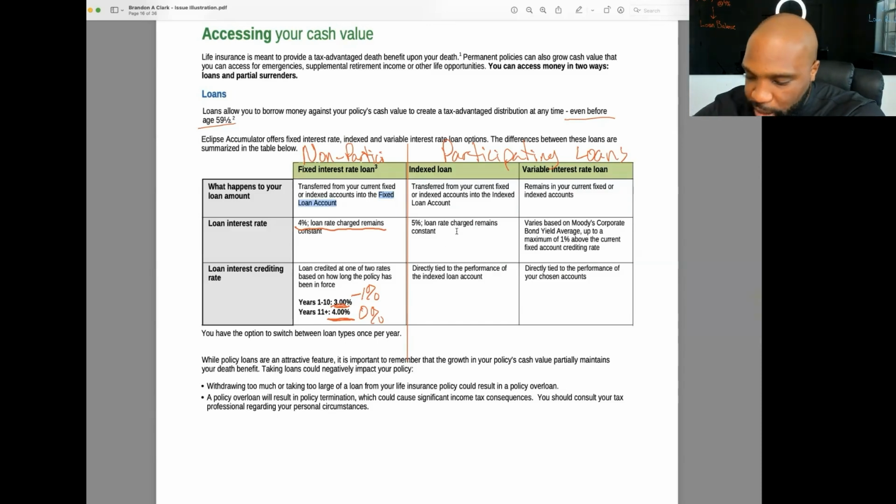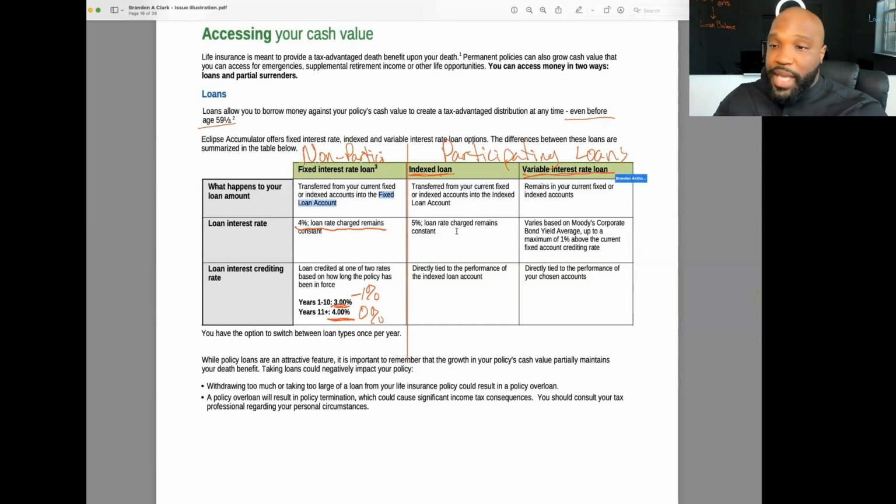So with a participating loan, it'll either be broken down to indexed or variable. This company just happens to have both. Some companies just have fixed or index. Other companies just have fixed or variable. This particular company just happens to have three. Some companies even have four different loan options, which is crazy. But ultimately, how does this work?